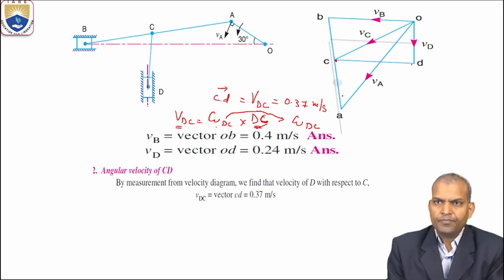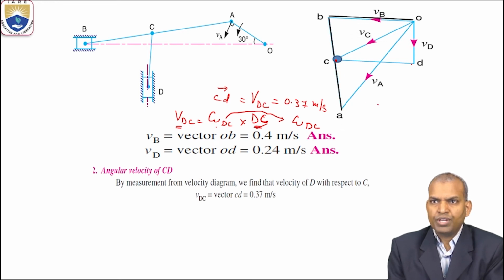In the velocity diagram, steps 1 and 2. First we have to draw OA, that is step 1. O'A' is step 1. Next, AB is step 2. And step 3 intersects at the point B.